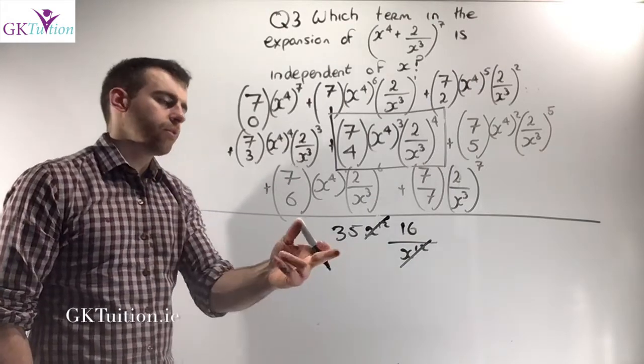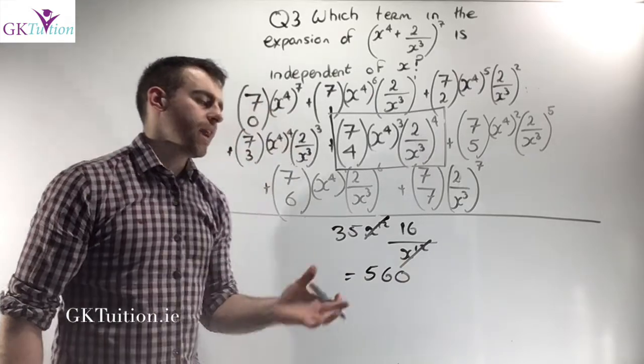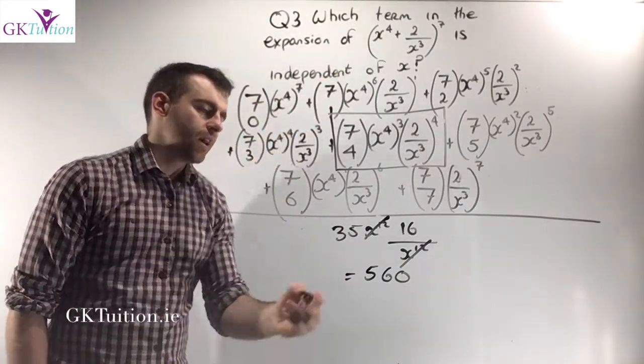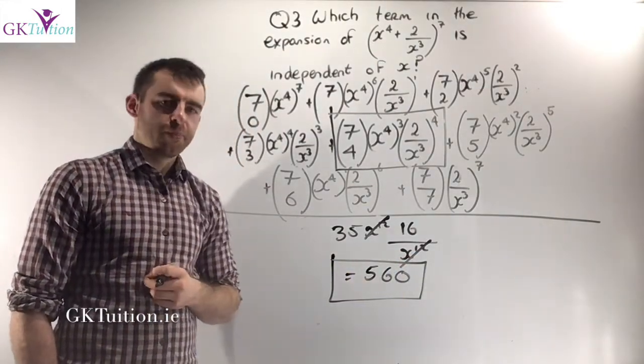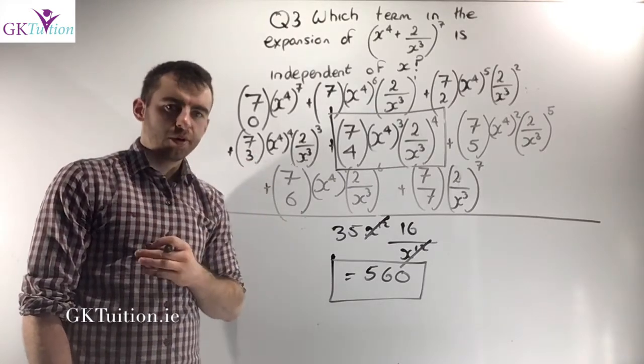So when I multiply it out, 35 by 16, my answer is 560. The x's have cancelled, so which term in the expansion of this is independent of x? It's the term that's just 560. There's clearly no x's in that one. Now that's all that I wanted to talk to you about in terms of Pascal's triangle and binomial theorem.